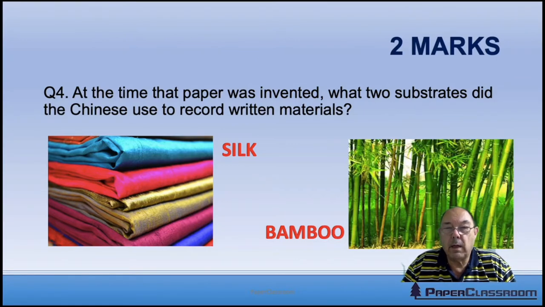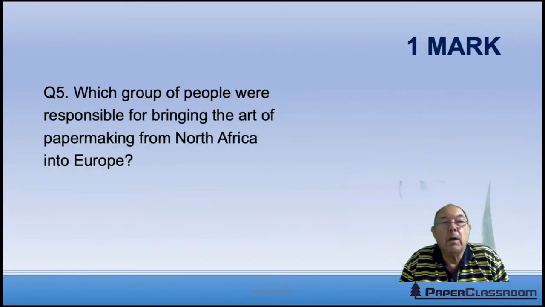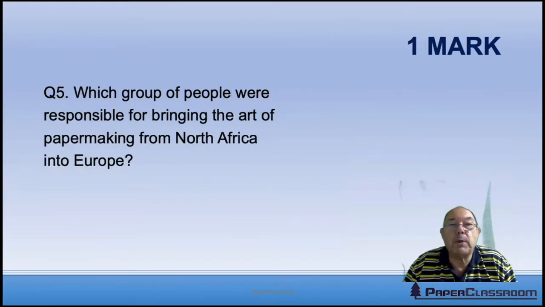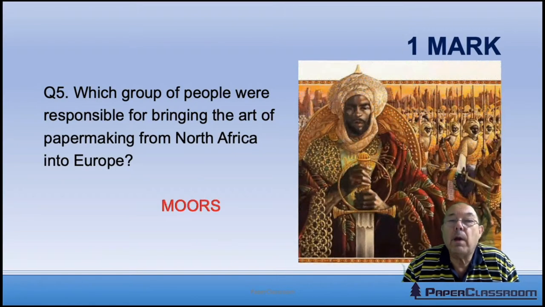Bamboo, too heavy. So silk was too expensive, bamboo was too heavy. He was looking for a third way and came up with the idea of paper. Question 5. The group of people responsible for bringing the art of papermaking from North Africa into Europe were, of course, the Moors.